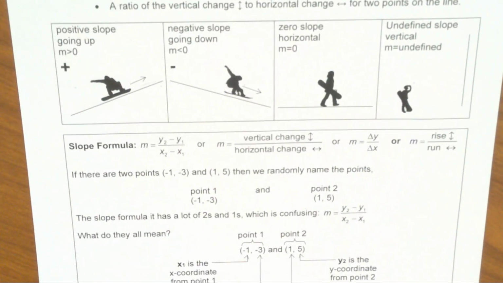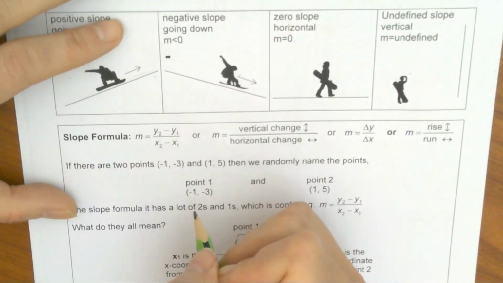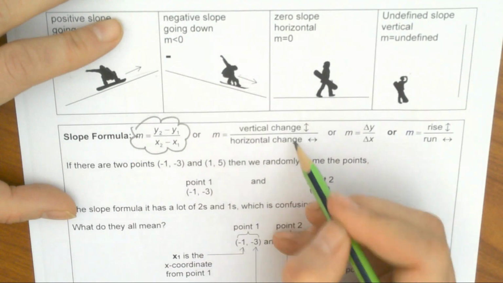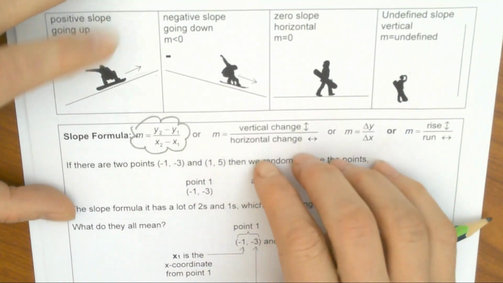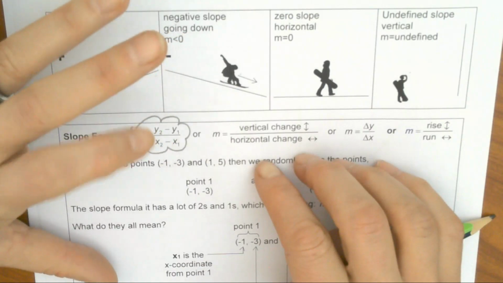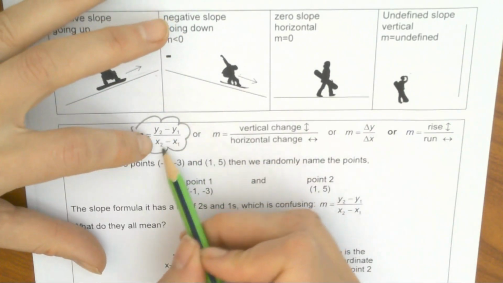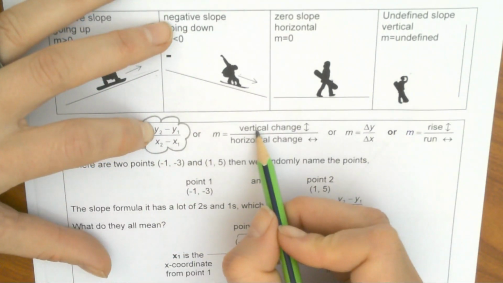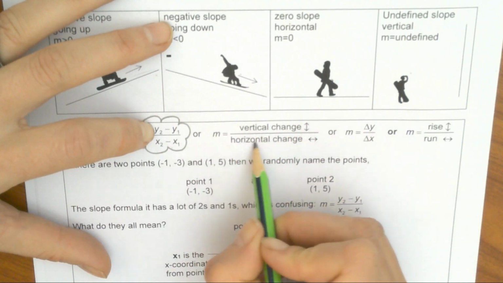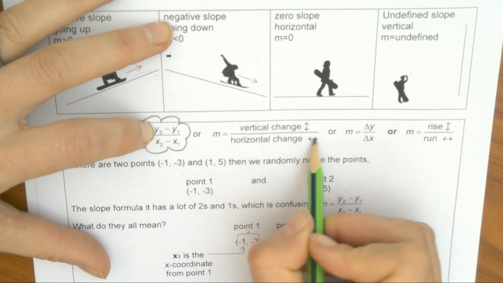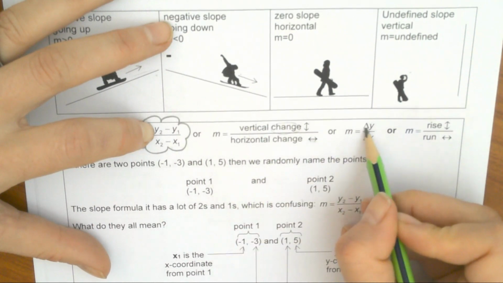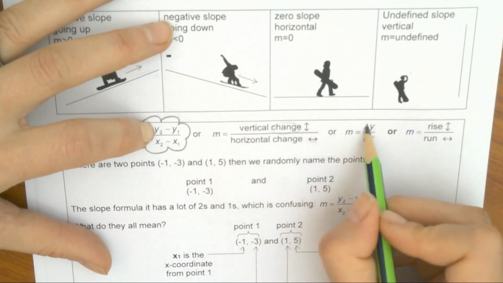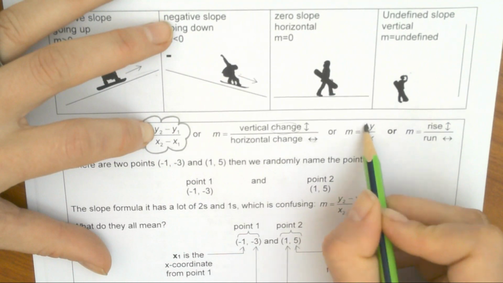Now the slope formula, there's lots of different ways to represent the slope formula. You have to know this formula. These are other formulas that mean the same thing that you might have seen before. This one you have to put in your head. There's lots of 2's and 1's in this, and I'll show you what it means. You might have seen vertical change, that means up and down, or horizontal change, that's left and right. Instead of the word change, sometimes people use this triangle, the change in y over the change in x. Change is represented by this delta, this Greek letter which looks like a triangle.